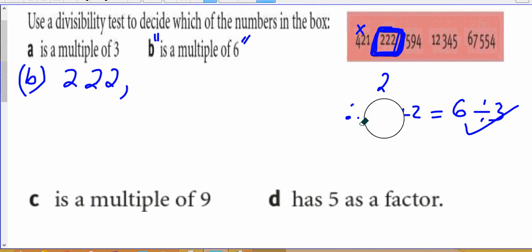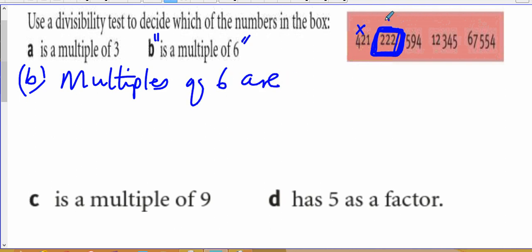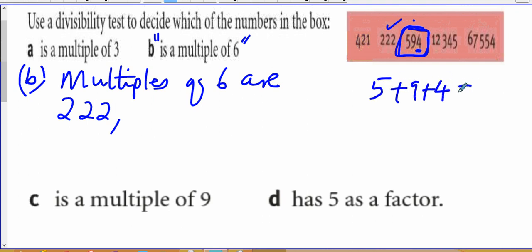Let us find another number. So let us write a sentence over here: multiples of 6 are 222, comma. How about this number over here? Let us check if this number is divisible by 2. Yes, this number is divisible by 2. Why? Because the last digit here is a 4. How about being divisible by 3? The answer is yes, because when you add the digits in that number, you get 18, and 18 is divisible by 3. So another multiple of 6 is 594.